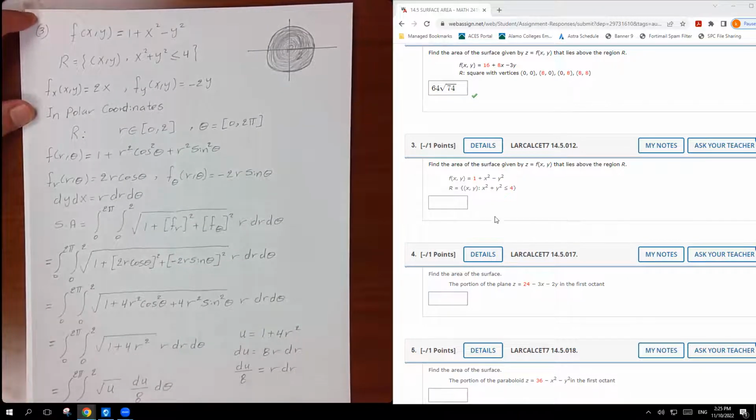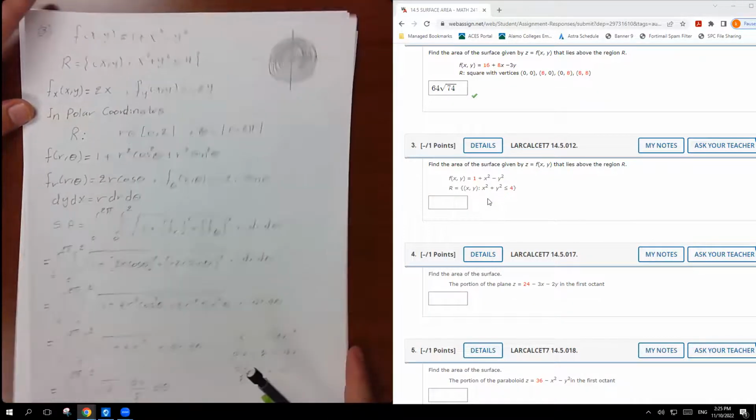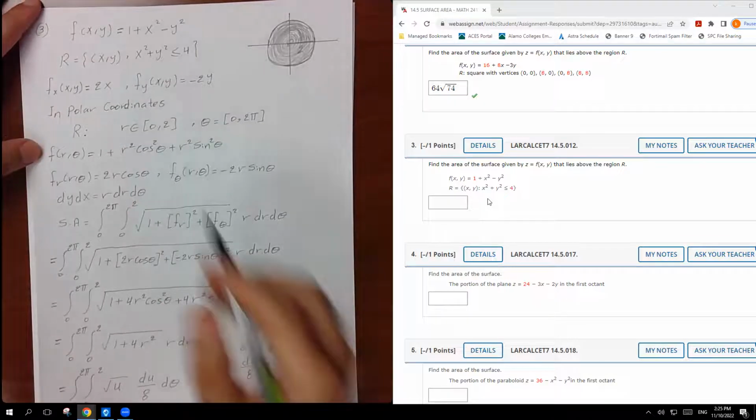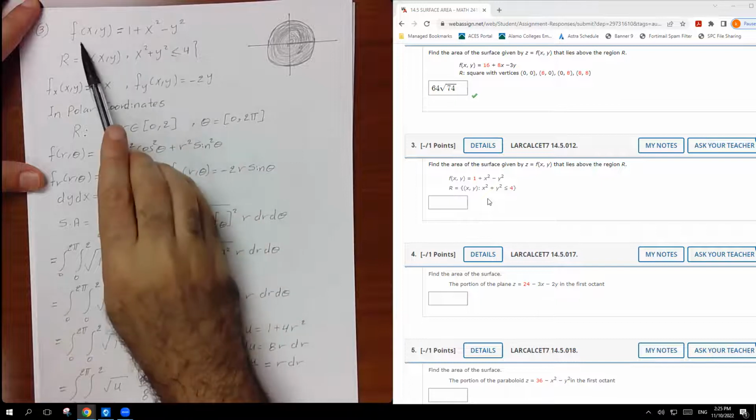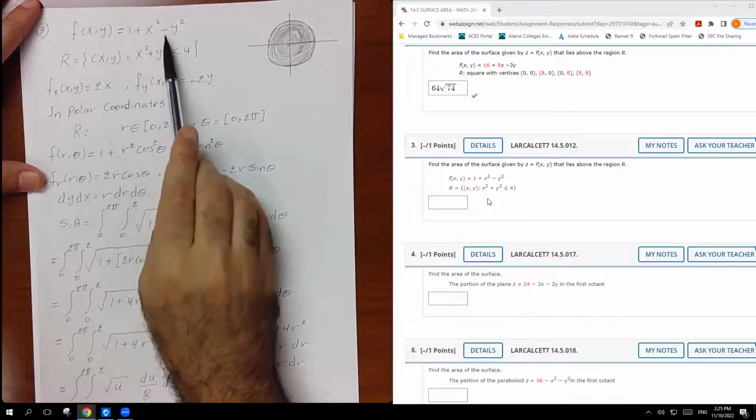If you look at example 3, they're telling you to find the area of the surface z equals f of x y that lies above the region. Here f of x y is 1 plus x squared minus y squared, and our region is x squared plus y squared less than or equal to 4. That means this is a circle, so we have to work with polar coordinates. So here's our region, and here's f of x y equals 1 plus x squared minus y squared.